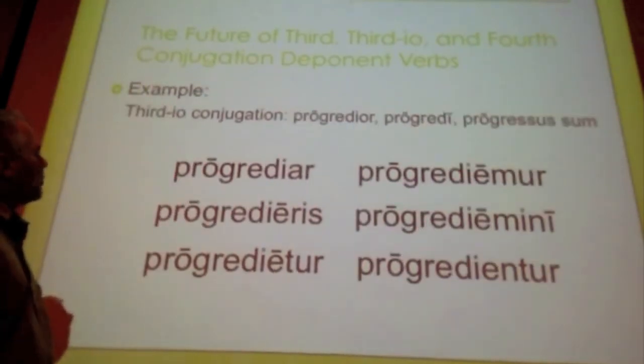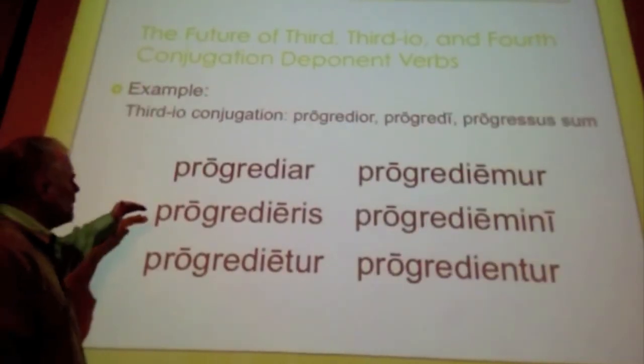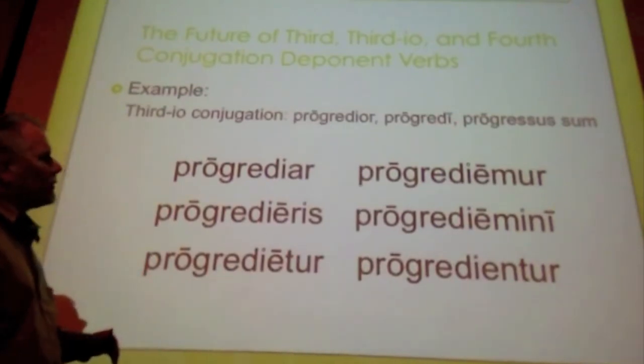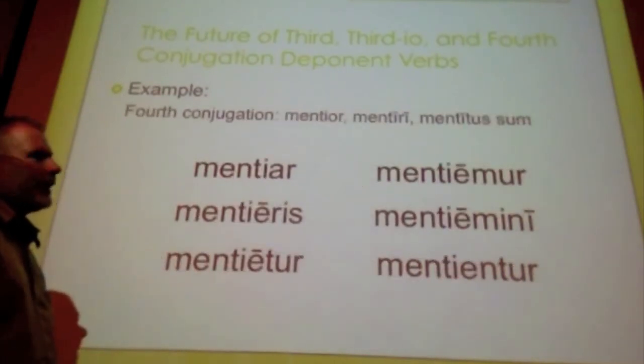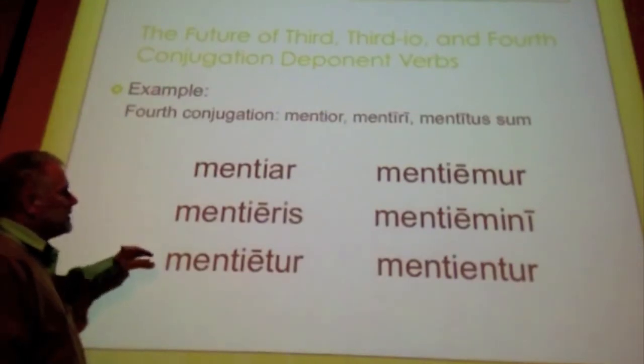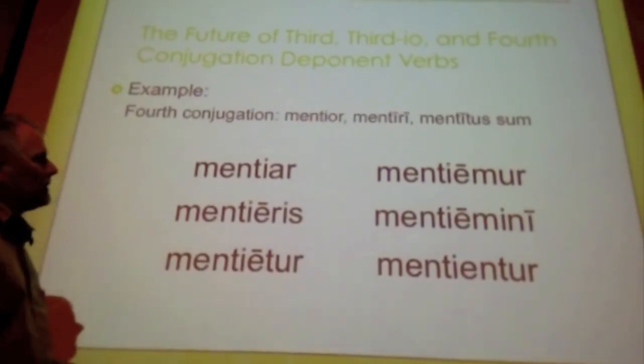For progredior, we wind up with progrediar, progredieris, progredietur, progrediemur, progrediemini, progredientur. And finally, for mentior, we wind up with mentiar, mentieris, mentietur, mentiemur, mentiemini, mentientur.